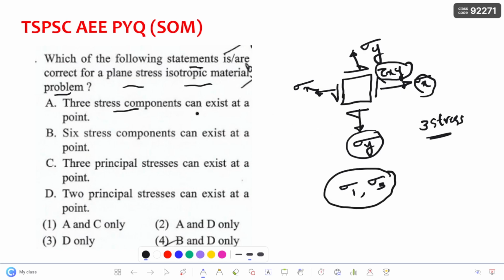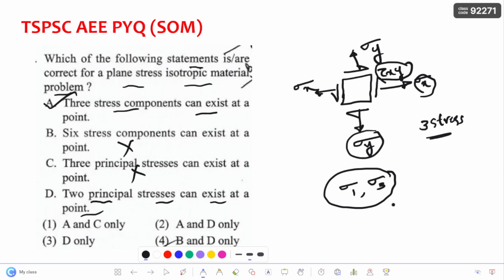3 stress components can exist at a point. Okay, it is correct only. You can see there are 3 stress components, that is sigma x, sigma y and also tau xy. First option is correct. Next, coming to 6 stress components can exist at a point, it is wrong. Next, coming to the third option, 3 principal stresses can exist at a point, it is also wrong. Next, coming to the fourth option, it is correct, that is 2 principal stresses can exist at a point.